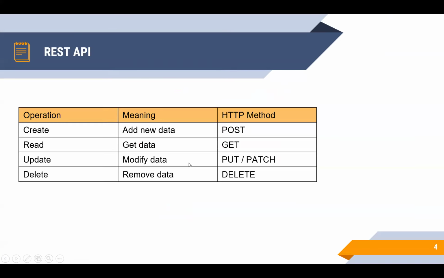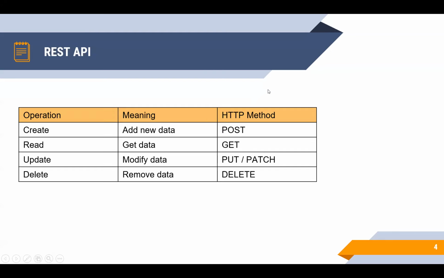When we are talking about the API, the API has different HTTP methods. We use these methods for different types of operation. As I already explained, CRUD: for create, what method are we using? We are using the method post. For read, we are using the method get. For update, we have put or patch. And for delete, we have the method delete.